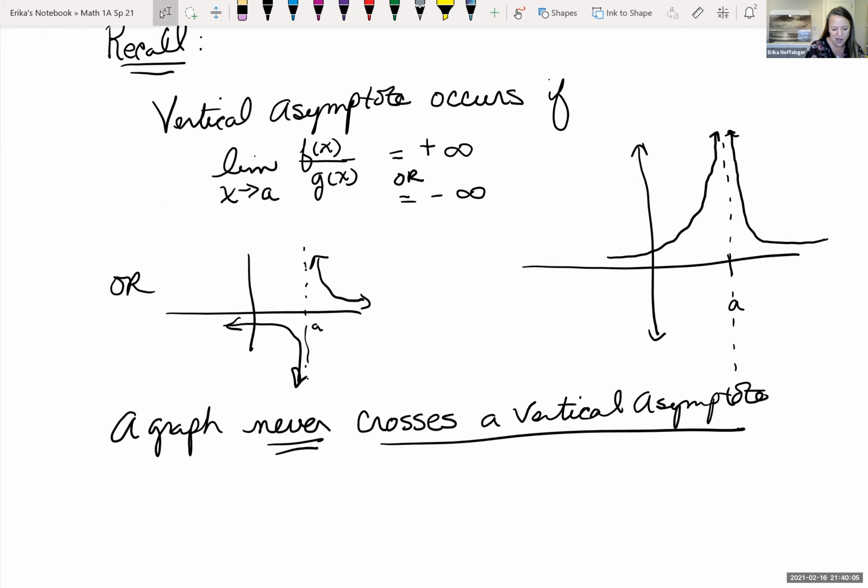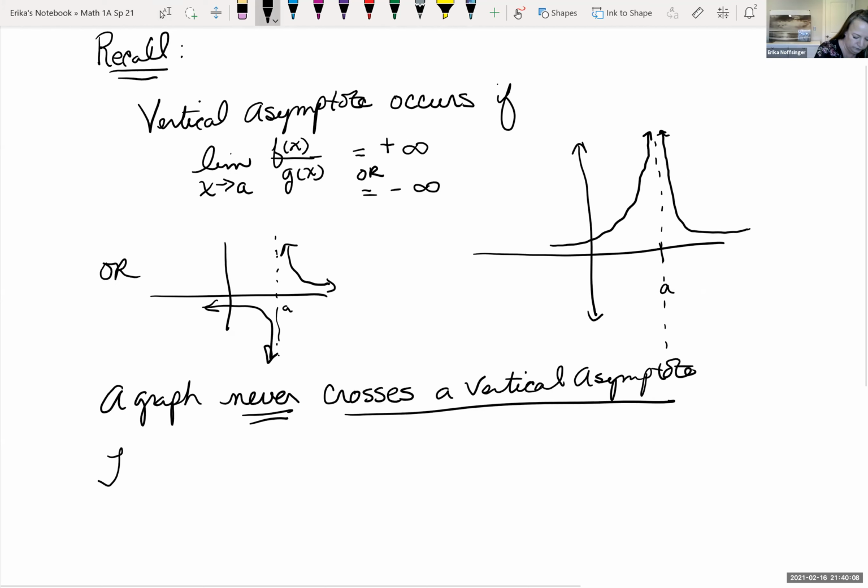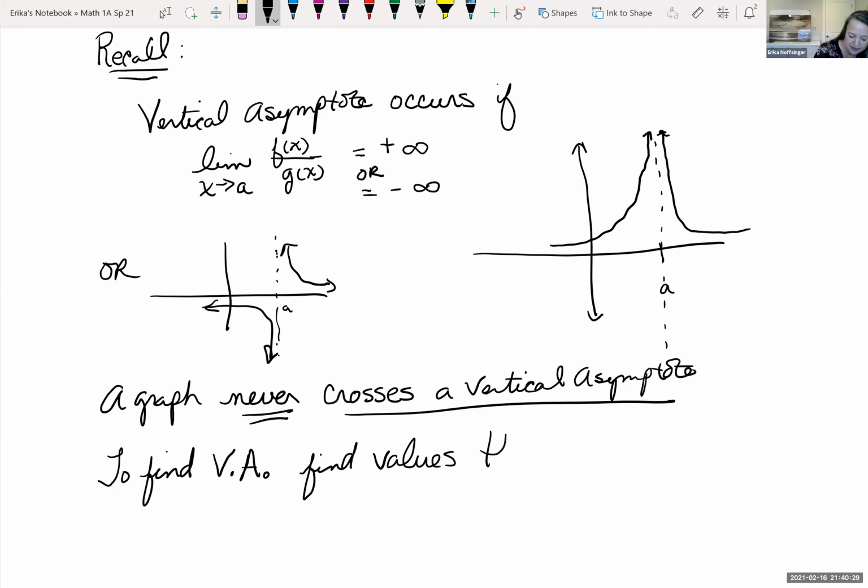To find vertical asymptotes, let's just call it VA for short. So to find the vertical asymptote, you're looking for values that set the denominator equal to 0, but not also the numerator.